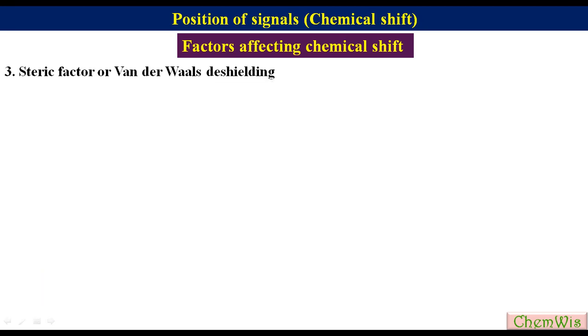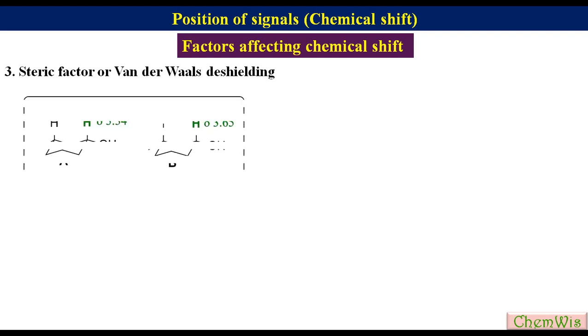Third factor is steric factor or van der Waals deshielding. If the molecular geometry is such that it forces a proton to be close to some other functional groups, the proton is generally deshielded due to repulsion between electron cloud of functional group and the electron cloud of that proton. For example, cyclohexane derivatives A and B.